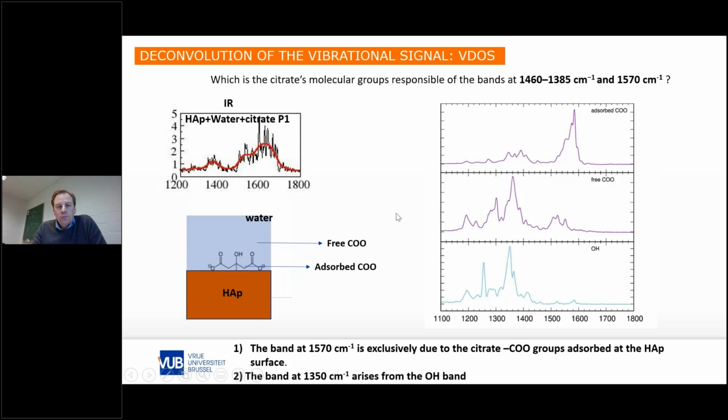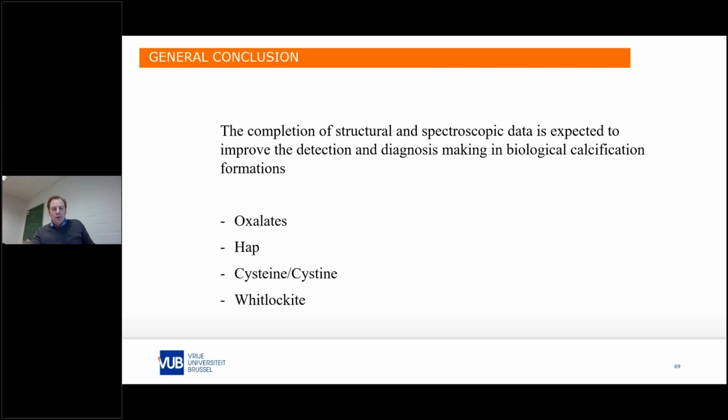Conclusion, maybe I will skip because of time. The general conclusion is that, in solids and interfaces in general, we can now couple experimental spectroscopy with theory and give a very clear explanation of the adsorption geometry at the molecular and atomic level.